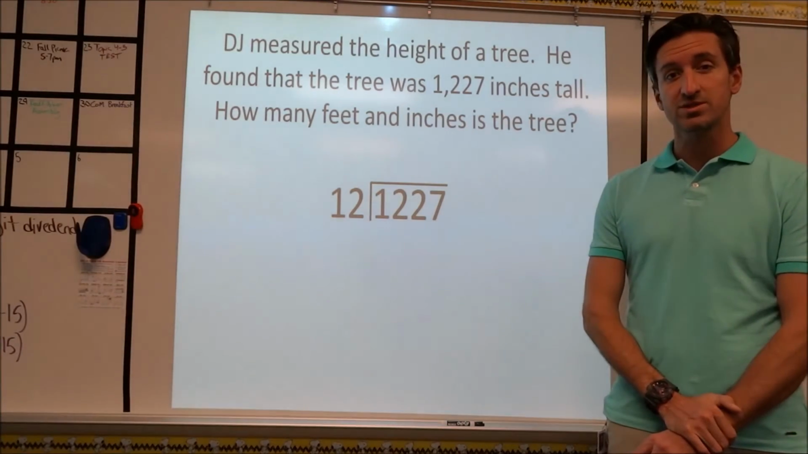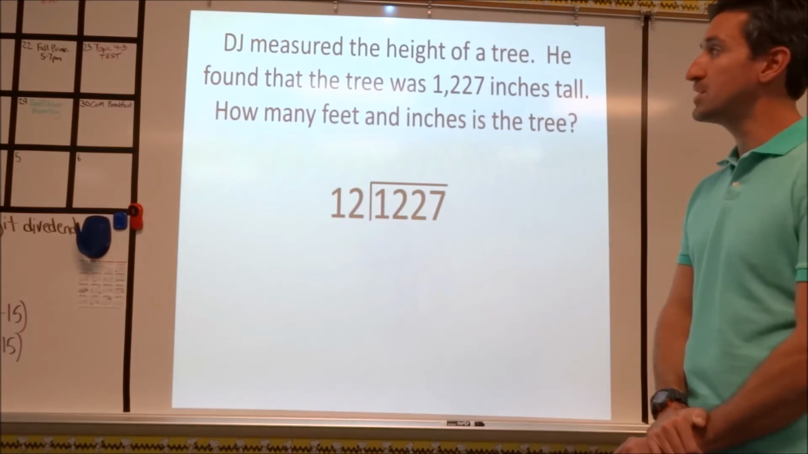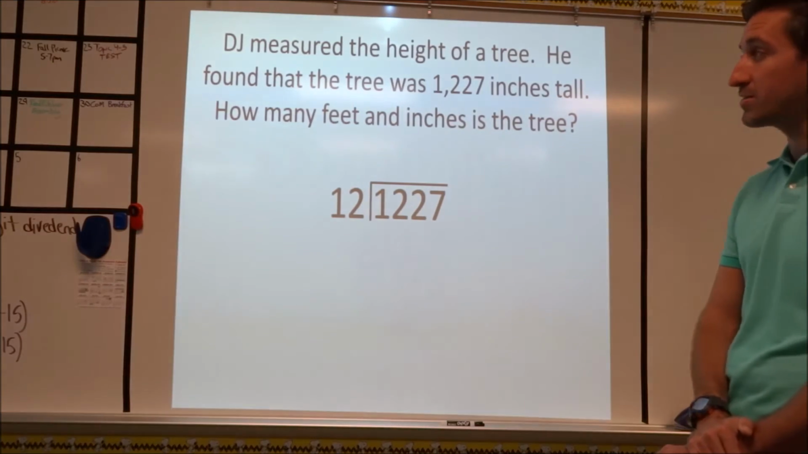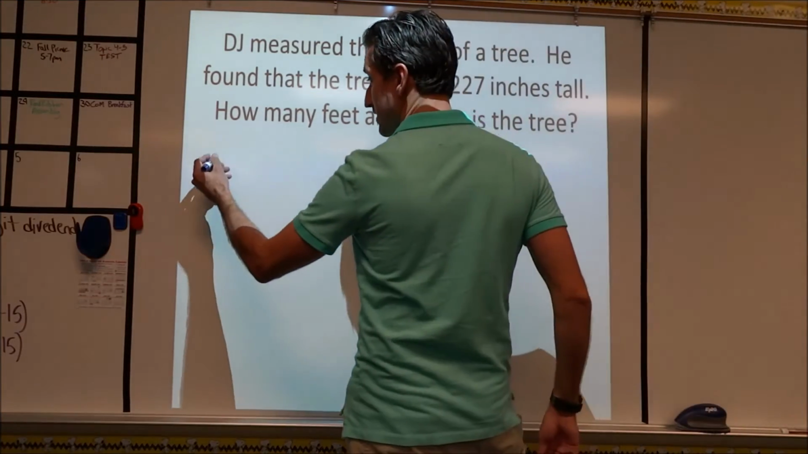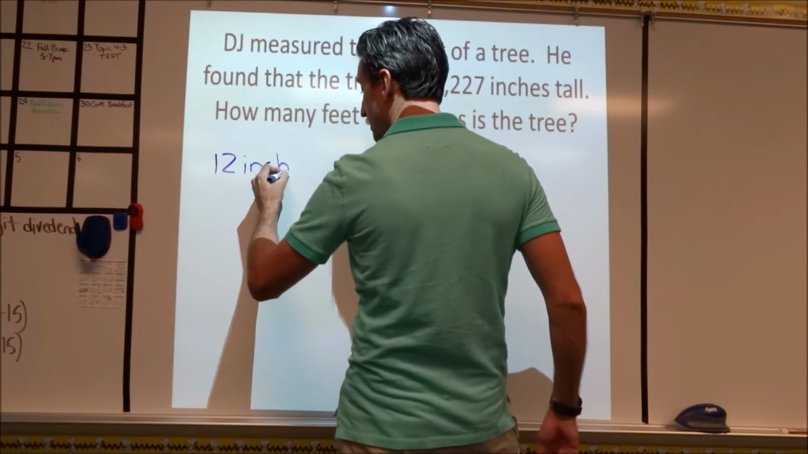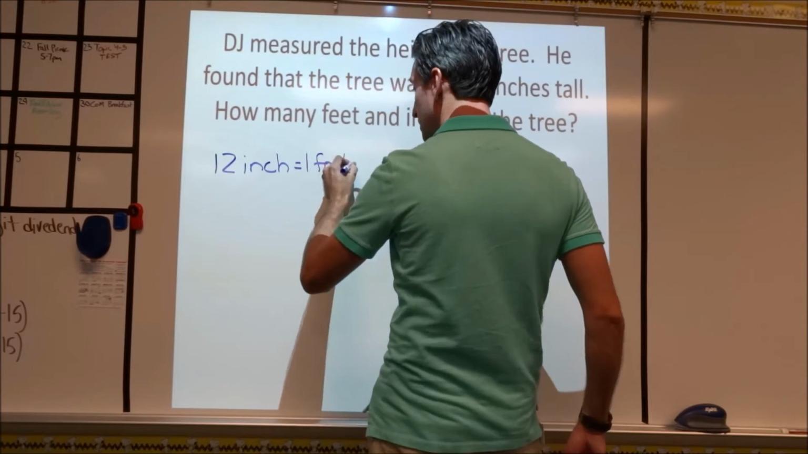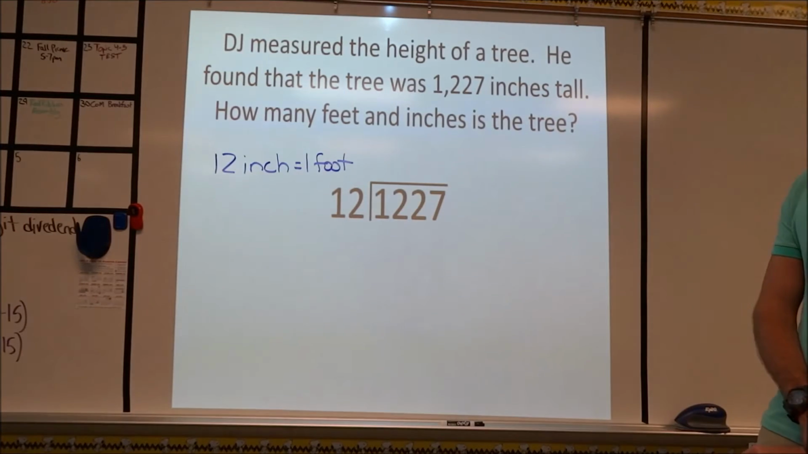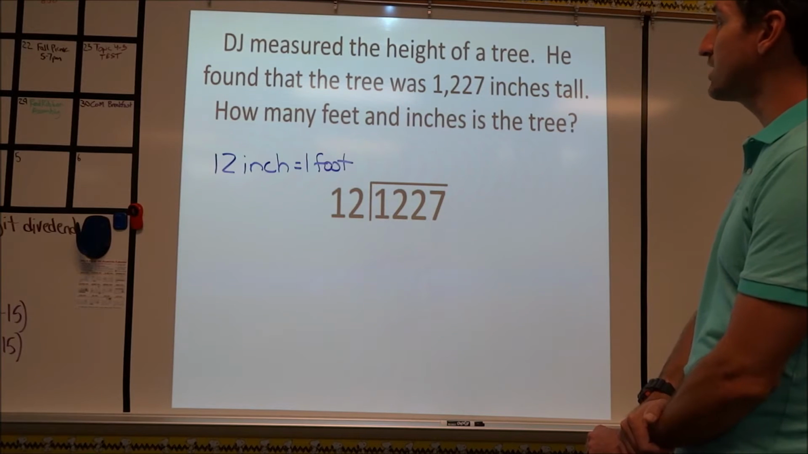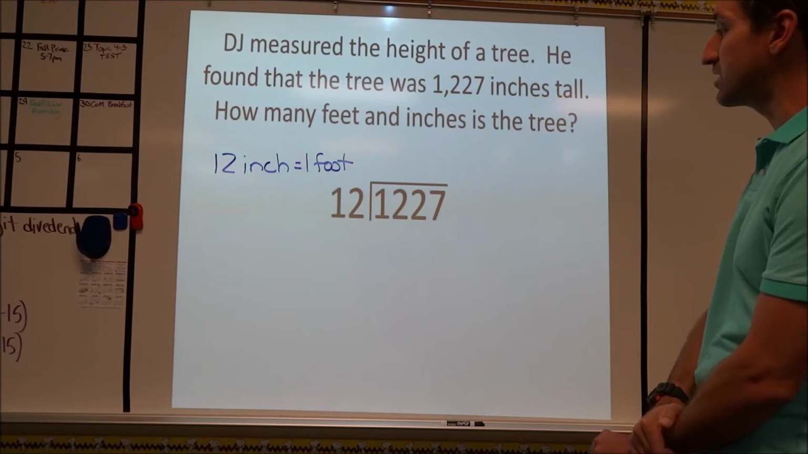You'll also have some questions on your test where you'll have to apply some knowledge to measurements. I know that there's 12 inches in a foot, so that'll help me a lot for this problem. I'm going to write that right over here. You'll be able to use your reference chart for this, like any other test. DJ measured the height of a tree. He found that the tree was 1,227 inches tall. How many feet and inches is the tree?